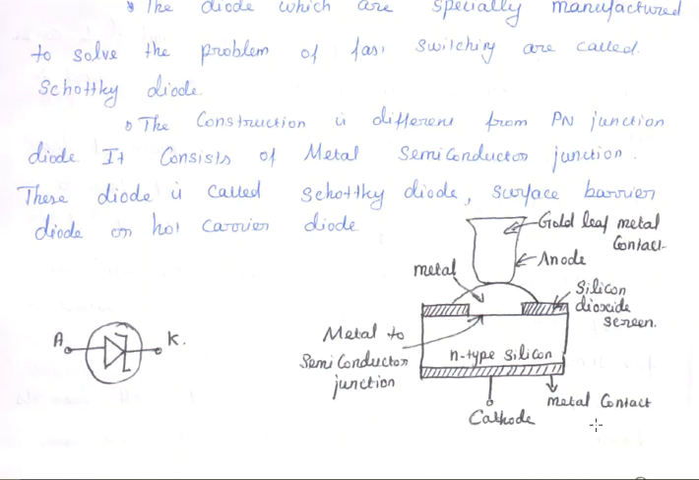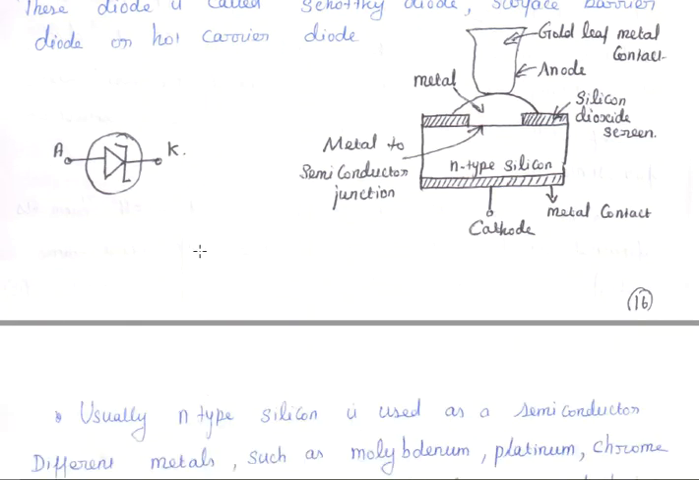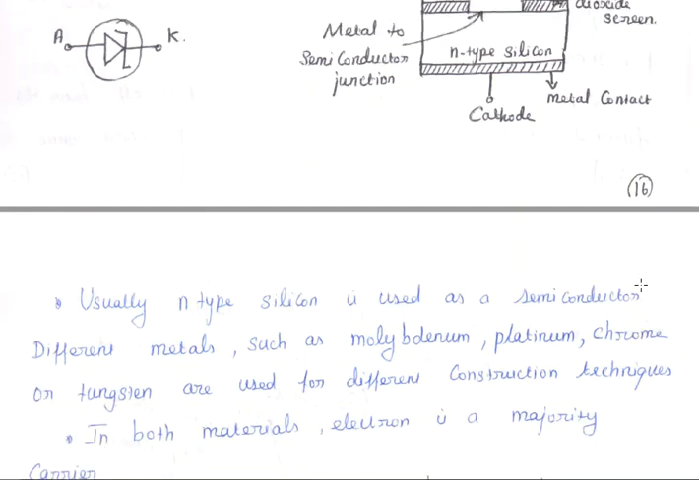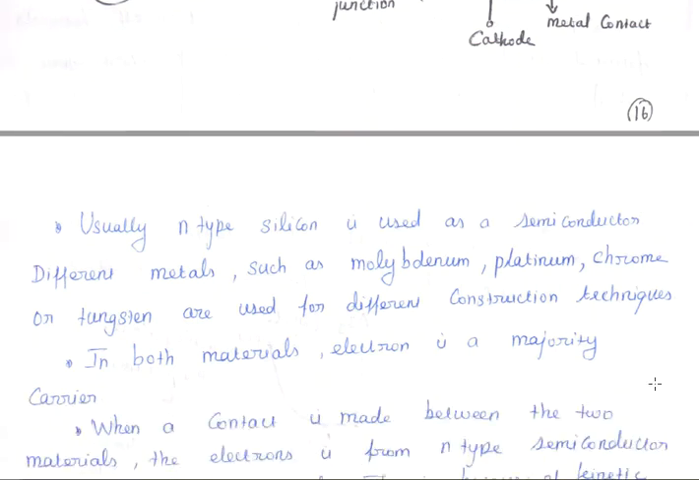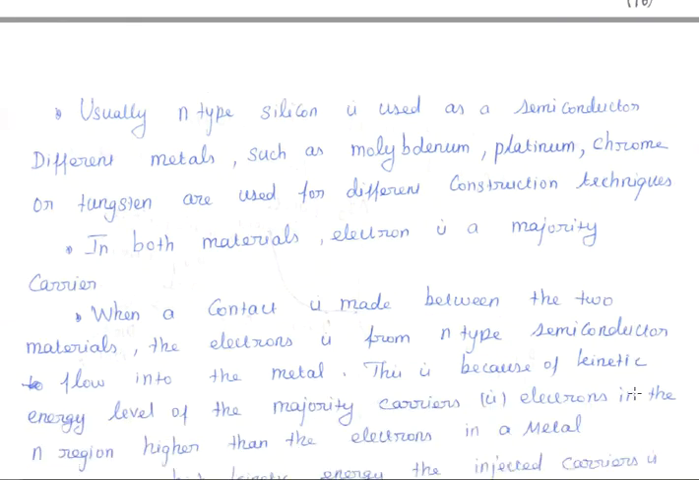So this is the construction diagram for a Schottky diode. It is taken as in the figure. This diagram shows the symbol of Schottky barrier diode. Usually N-type silicon is used as a semiconductor. Different metals such as molybdenum, platinum, chromium or tungsten are used for different construction techniques. In both materials, electron is a majority carrier.